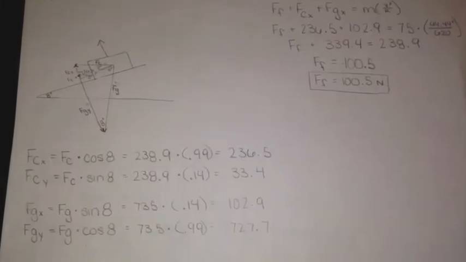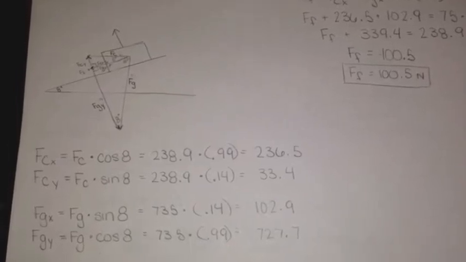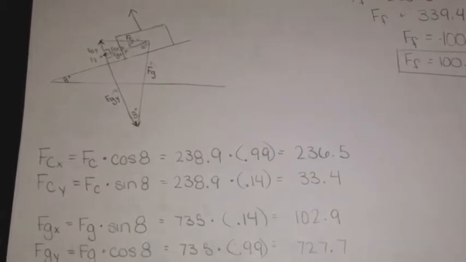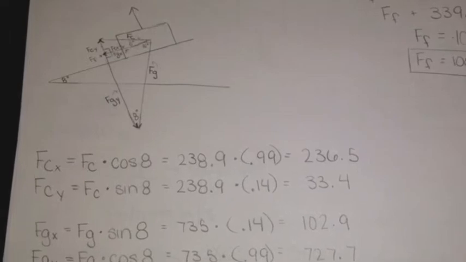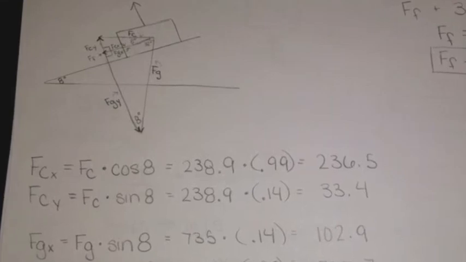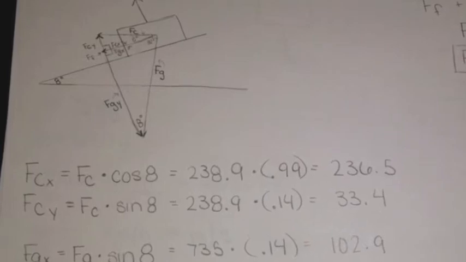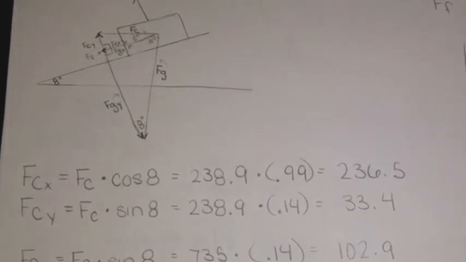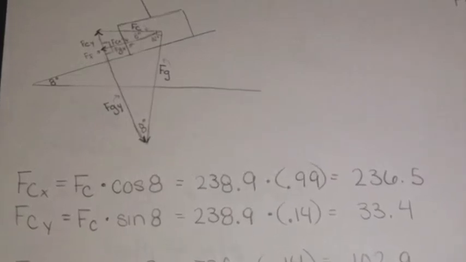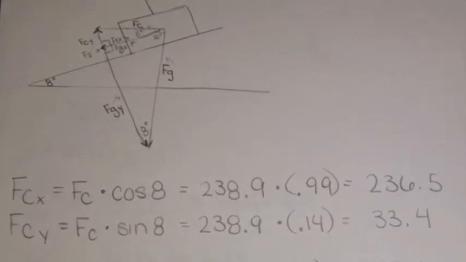So now that you have your free body diagram, you can use it along with your previous knowledge from this problem to break up your components and find their numerical values. In this way, you know that your centripetal force in x is equal to the centripetal force times cosine of 8, and your centripetal force in y is equal to the centripetal force times sine of 8. And you know from the previous problem that your centripetal force is equal to 238.9. So when you multiply those together, you get your components of the centripetal force.